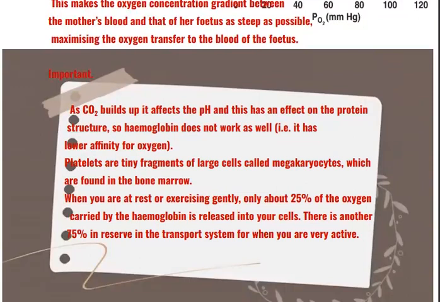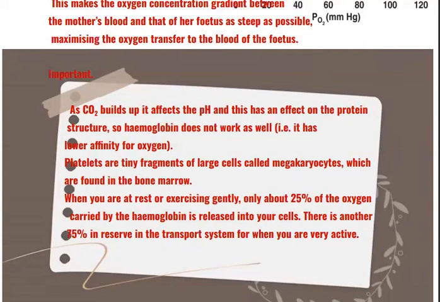Important. As CO2 builds up, it affects the pH, and this has an effect on the protein structure. So hemoglobin does not work as well, i.e. it has lower affinity for oxygen.